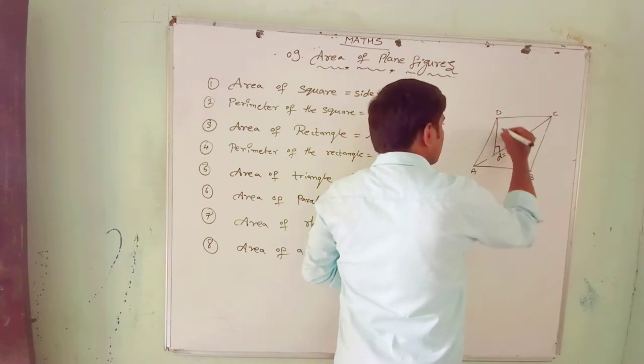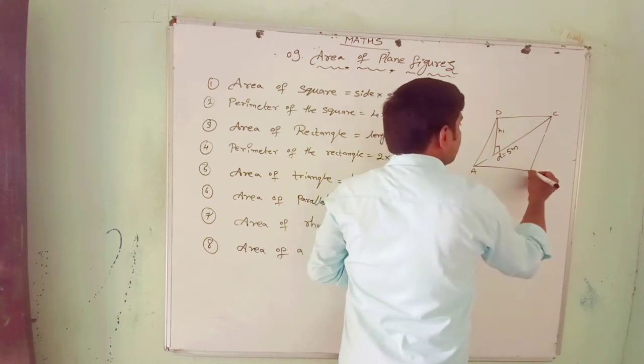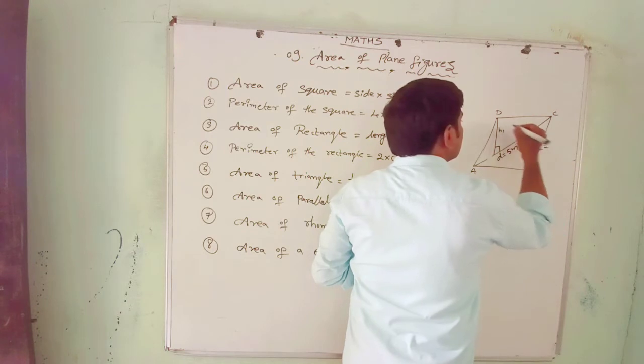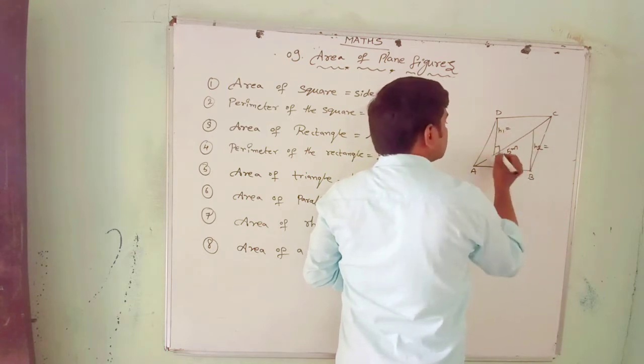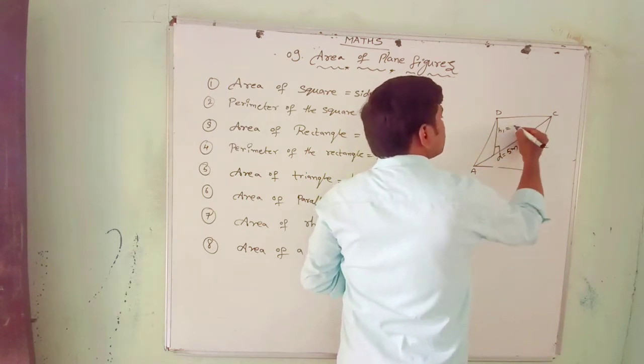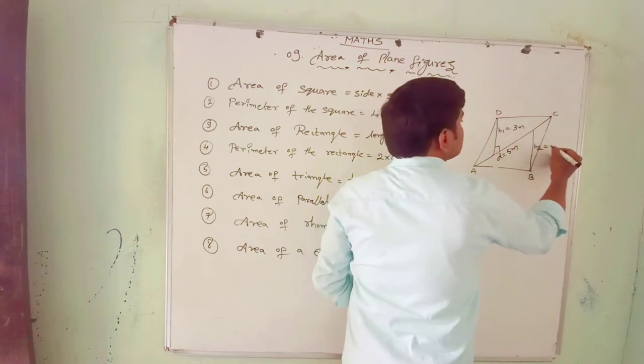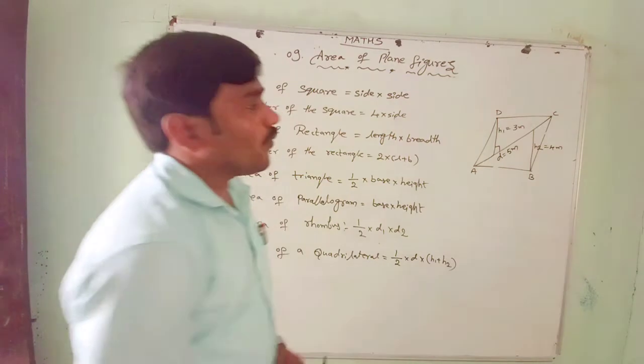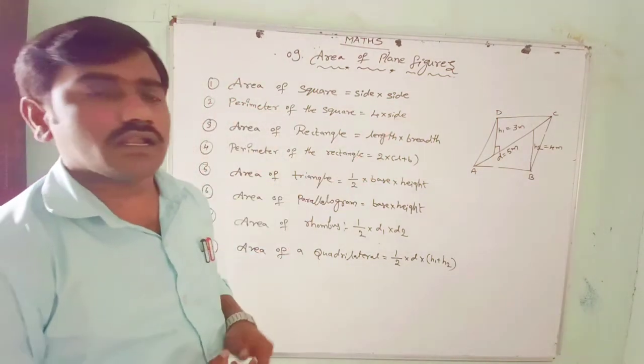This is H1 and this is known as H2. Suppose H1 equal to 3 meters and H2 equal to 4 meters. Let us find out what is the area of that quadrilateral now.